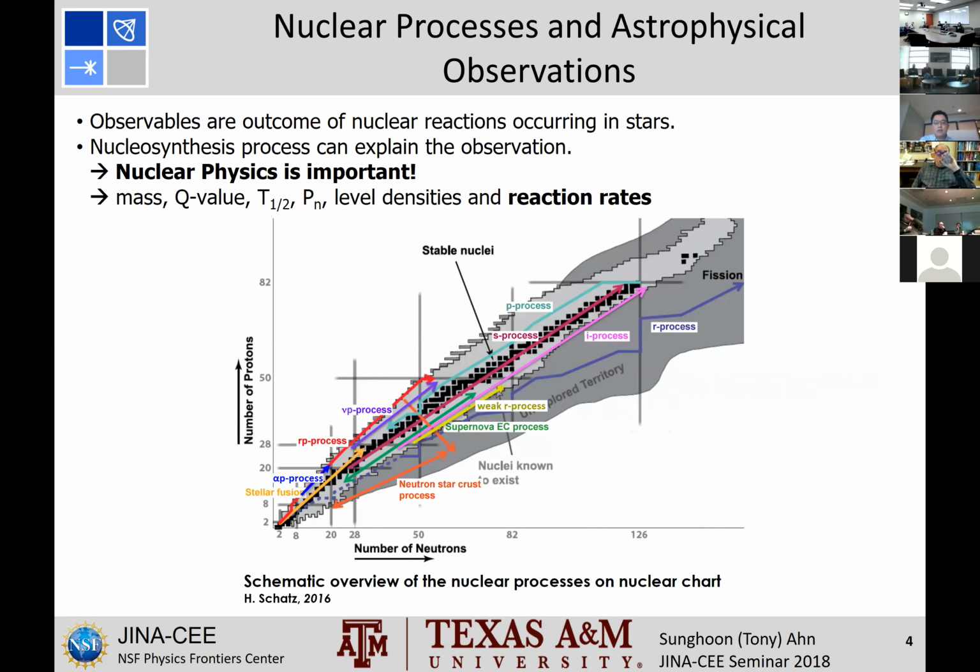And it is critical to understand the properties of the nuclei involved in the process, such as the mass of nuclei, or Q value, or half-life, or beta-delayed neutron probability, and level densities and reaction rates, or cross sections. I will focus on the story of the reaction rate or cross section, and how big an effect the reaction rates have on the process.